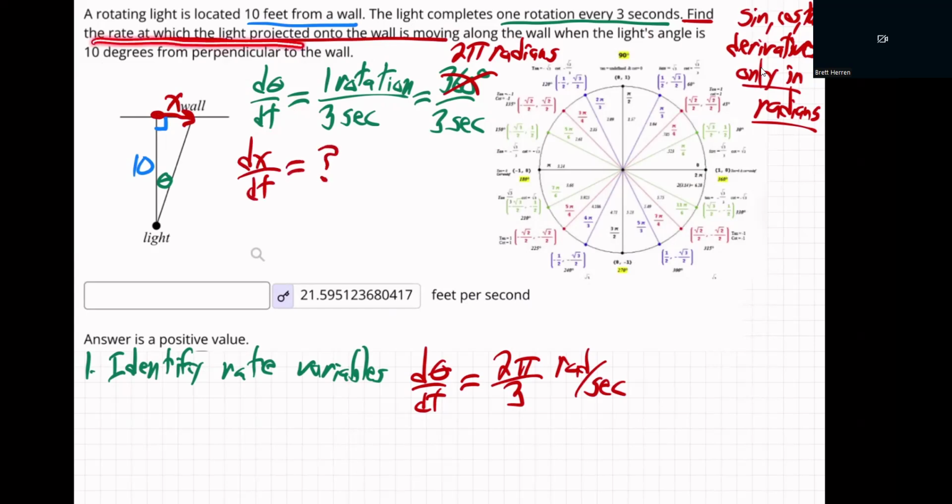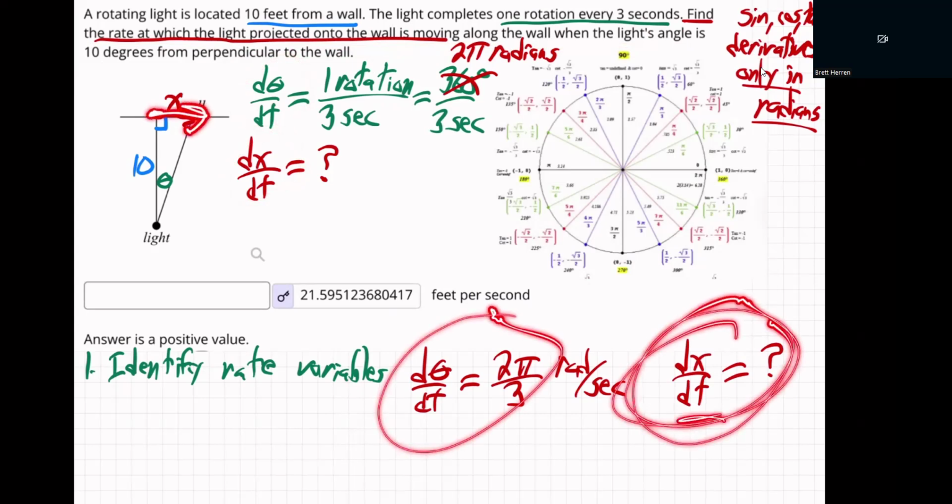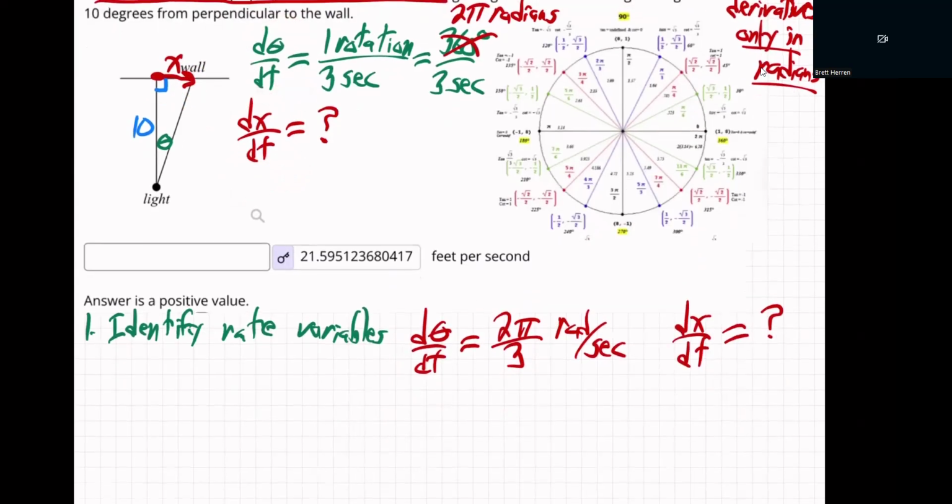They're saying find the rate at which the light projected on the wall is moving along the wall. Okay, that's what they want. So we got our two rate variables. That's the first step. Identify the two or sometimes three rate variables. So we know what they're giving us. They're giving us d theta dt is 2 pi over 3 radians, 2 pi radians every 3 seconds. That's how fast the angle is rotating. They want us to find how fast is the light on the wall moving, dx dt, where x is the distance along the wall.